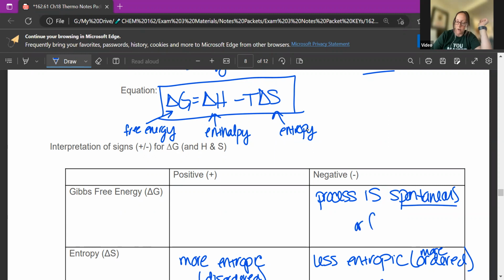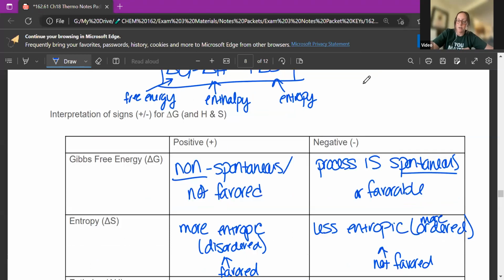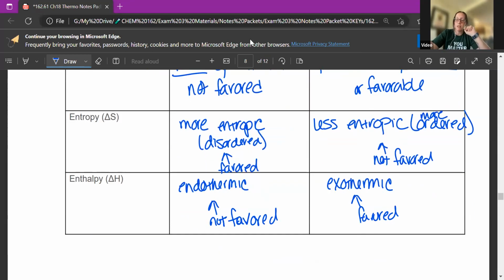Spontaneous or favorable. Okay, the opposite is true. Of course, if delta G is positive, it is non-spontaneous, or it is not thermodynamically favored. All right, so that's what all the signs mean. You might want to earmark this page and come back to it to make sure that you know what's going on with all of the negative and positive values, because you have to keep them straight in order for it to make sense.